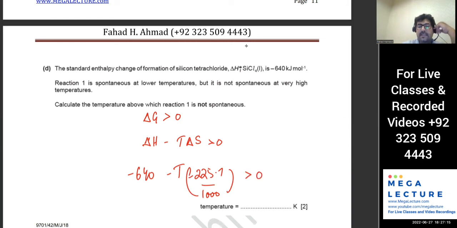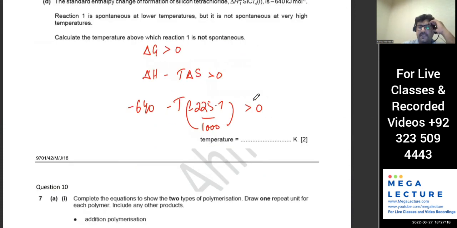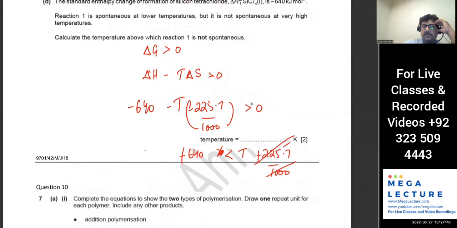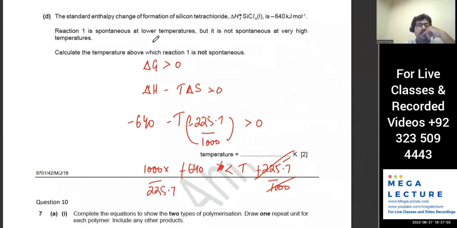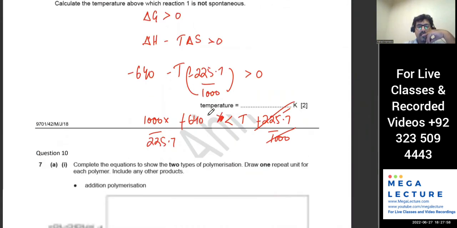And again, be careful with the inequality. If you get rid of the negative sign, the inequality switches. So this would be minus 640 is greater than T times minus 225.7 over 1,000. You get rid of the negative sign, the inequality changes direction. And this thing will go to the other side, so it will be times 1,000 and divide by 225.7. Okay, so all of the stuff was already provided to you.